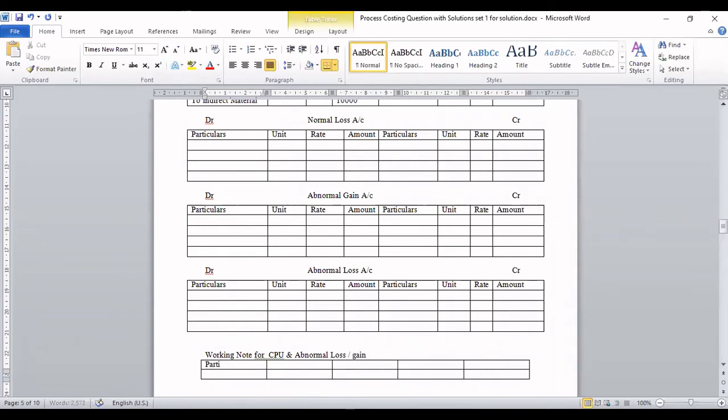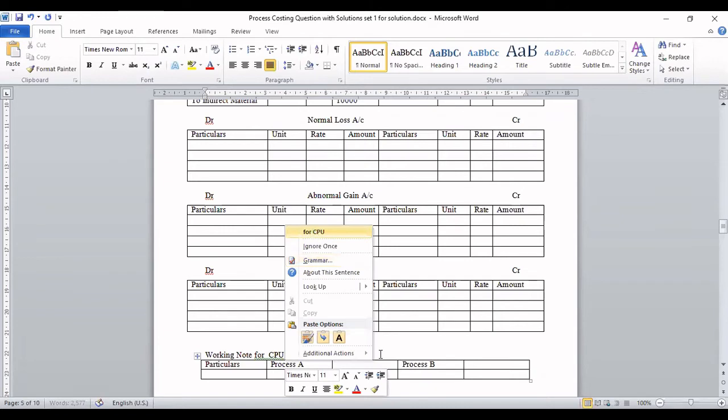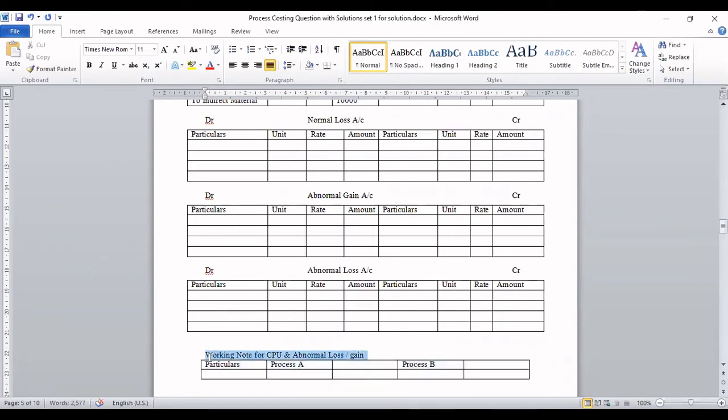First is your particulars, then the process name. We have two processes, process A and process B. Simple. I'll just keep this in bold. This is my working note. We'll get CPU. Now we'll just add more lines here.